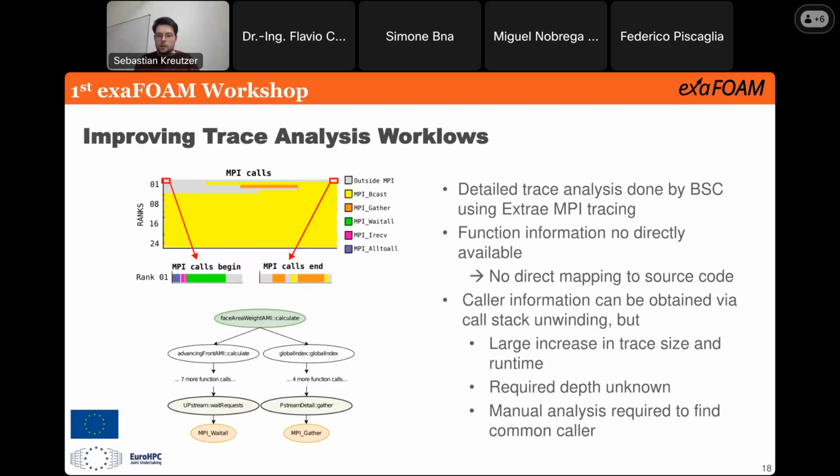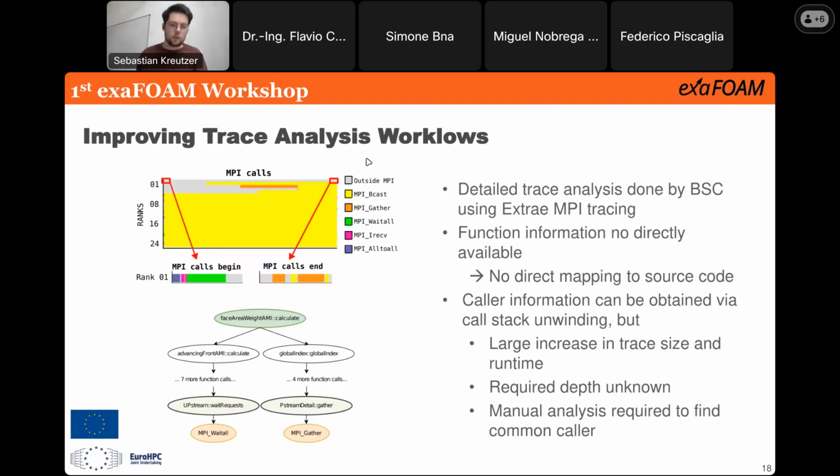Call information can be obtained via call stack unwinding, but it can increase the trace size by quite a bit, and also the call stack unwinding depth that is required to find the respective function is unknown a priori. Also, there's still a manual analysis required to find the common caller once you run the trace with unwinding.